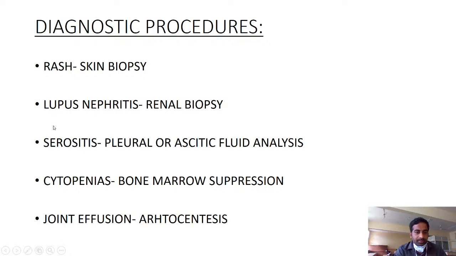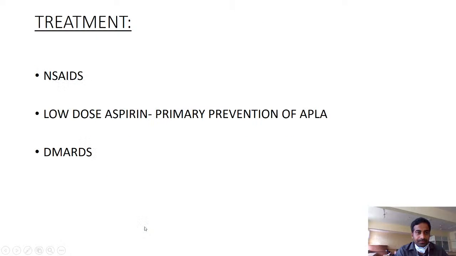Then serositis, pleural, ascitic fluid analysis. Cytopenias, if the patient has cytopenia, you have to go for bone marrow analysis. That's mainly due to bone marrow suppression in SLE. Okay, joint effusion, if the patient has severe joint effusion, you go for arthrocentesis. So treatment, the main treatment is always NSAIDs. The initial treatment is always NSAIDs, but if the patient has confirmed SLE and if it's involving all the other organs, you have to go for DMARDs. This is disease modifying anti-rheumatic drugs.